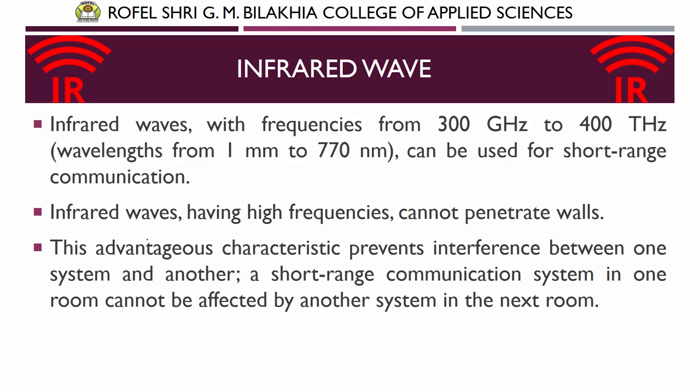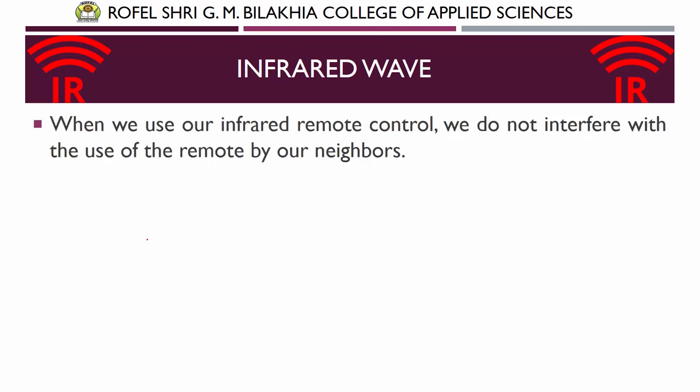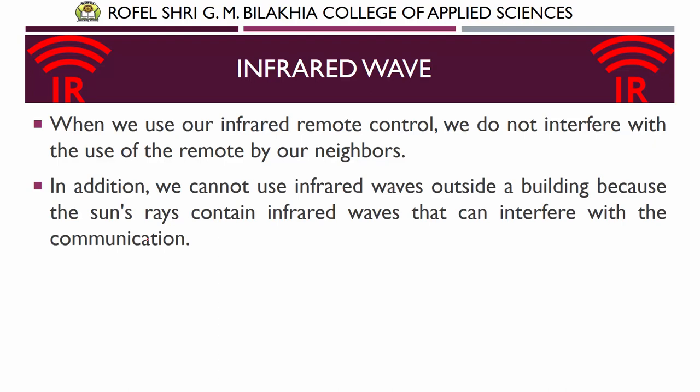Then next one is, when we use our infrared remote control, we do not interface with the use of the remote by our neighbor, and in addition we cannot use infrared wave outside the building because the sun ray contain infrared wave and that can interfere with our communication, right? Sun jo hai, sun ray, sunlight mein bhi infrared waves hote jo hamare infrared waves device ko effect karega.